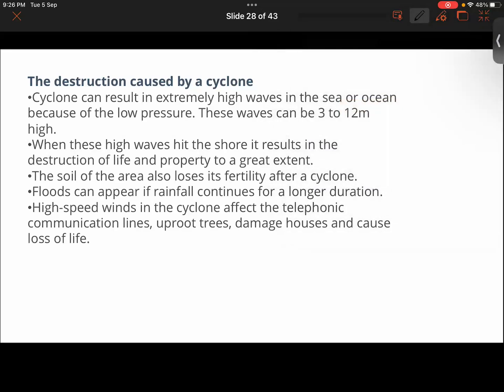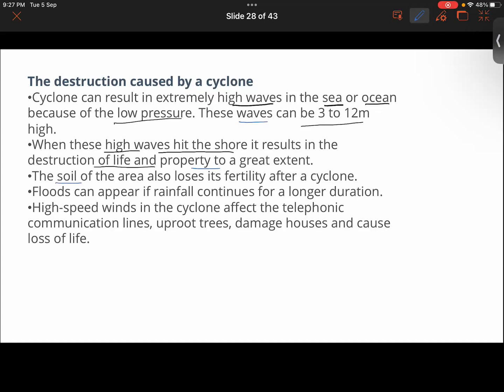It results in the generation of high waves in the sea or ocean because of the low pressure, and these waves can be up to 3 to 12 meters high. Now, when these high waves hit the shore, it results in the destruction of life and property to a great extent. What is happening here? There is a difference of pressure generated in the water body as well. Apart from the air, this pressure difference develops in the water bodies also, and it leads to the generation of waves. The waves will hit the shore, and there will be loss of property to the people living in the shore region.